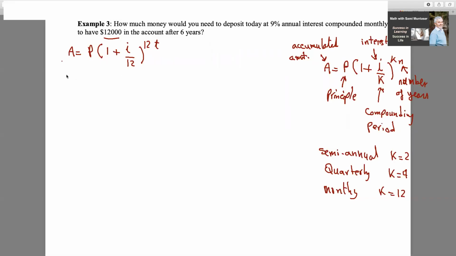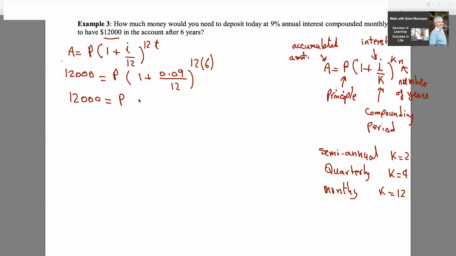So now we know our accumulated amount is 12,000. So I'm going to put 12,000 right there. The principal I'm looking for, 1 plus, the interest is 9%. You have to change that to a decimal, so 0.09 over K, which is 12. We wrote that already. And then 12 times 6 years. So 12,000 equals the principal. And then you just got to calculate this.